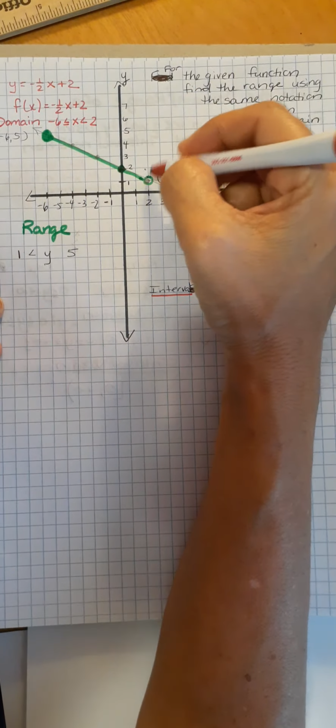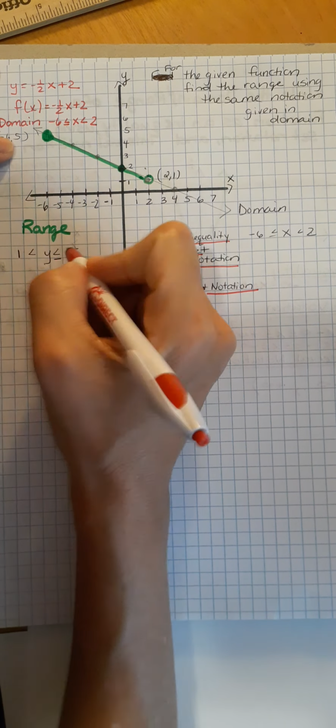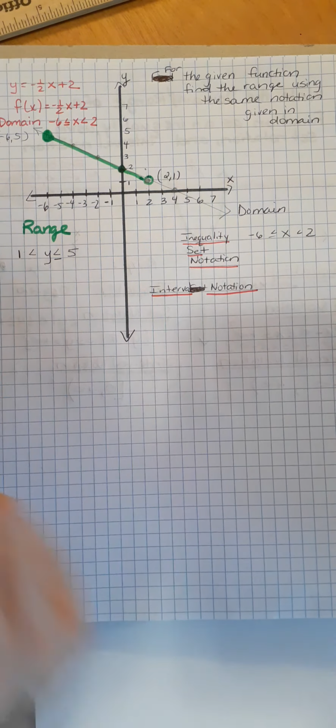Now, the bigger than 1, is 1 included? No, right? It's not included. So I'm not going to put the line underneath. And the 5, is it included? Yes. Okay, and that's our range. We wrote it as an inequality.